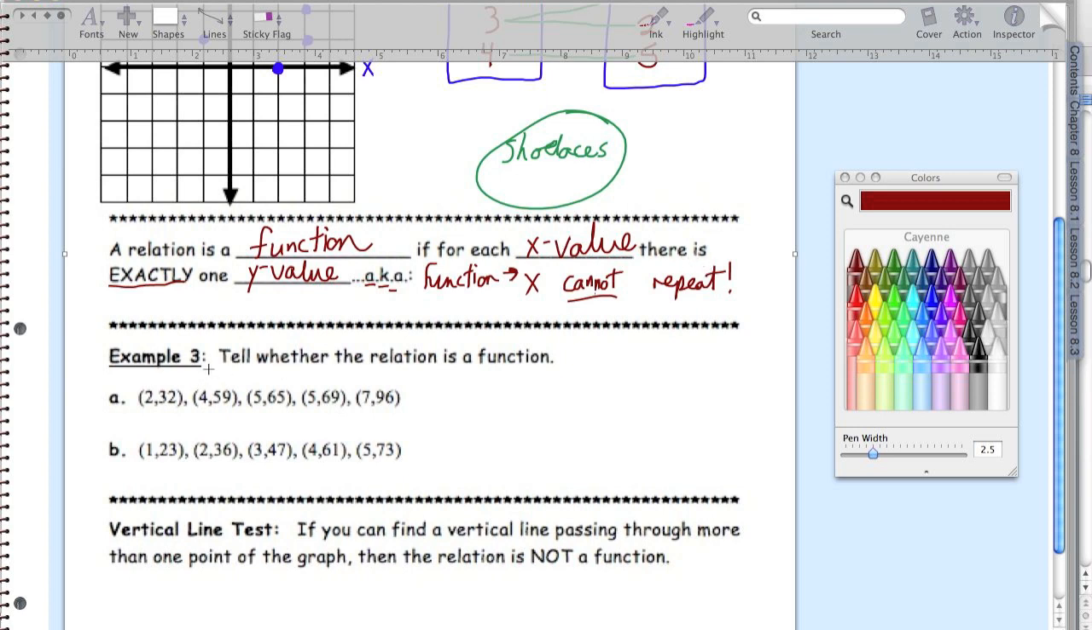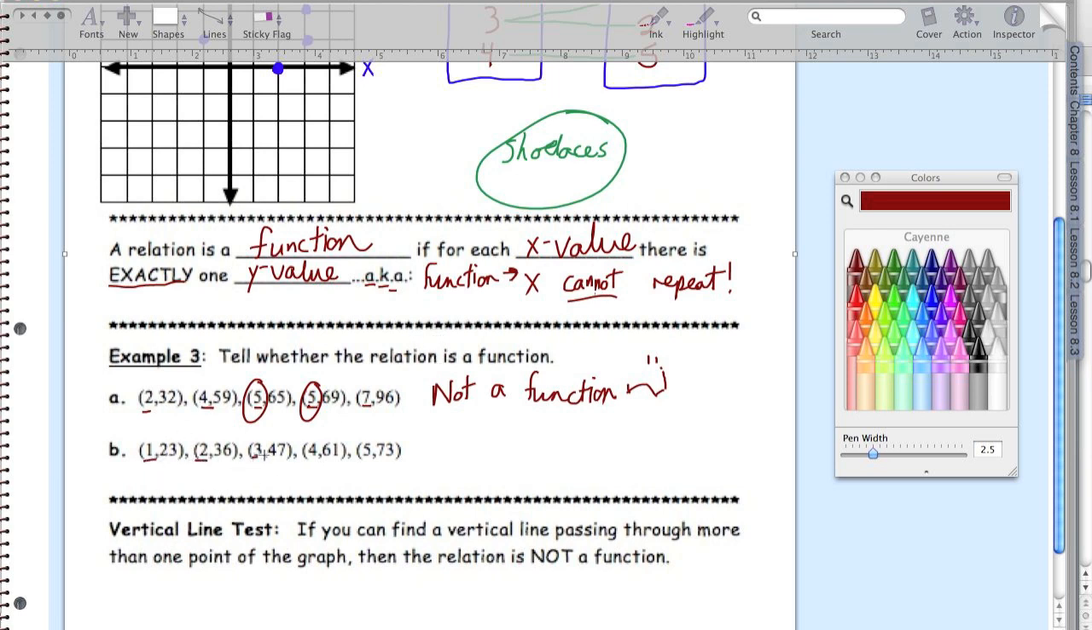Example 3. Tell whether this relation is a function. So all I'm going to do is look at my x values. 2, 4, 5, 5, 7. Do my x values repeat? Yes, I have that 5 showing up twice, so sadly this is not a function. If you want to draw a little sad face with tears, that's fine. No function. All right, let's look at part B though.